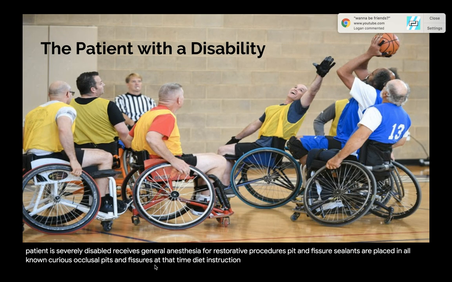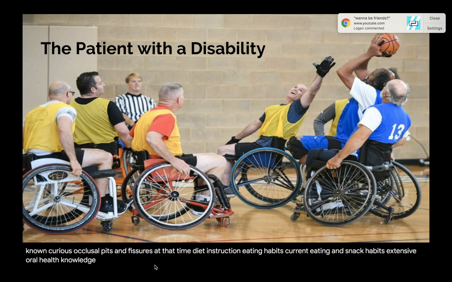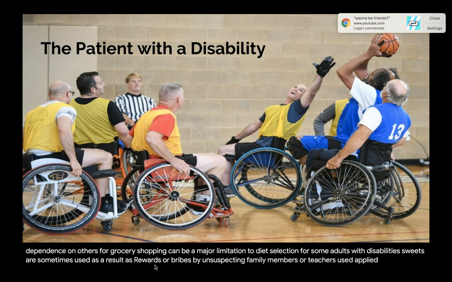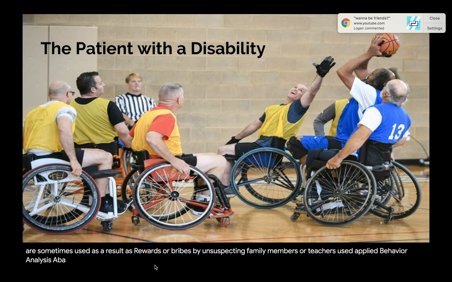Diet instruction, eating habits. Current eating and snack habits, extent of oral health knowledge, family customs, and economic status are considered before specific dietary recommendations are made. Difficulty of food preparation and dependence on others for grocery shopping can be a major limitation to diet selection for some adults with disabilities. Sweets are sometimes used as rewards or bribes by unsuspecting family members or teachers. Use applied behavior analysis, ABA, as a teaching tool, and the introduction of sugarless snacks and non-food rewards and teaching tools is especially important.